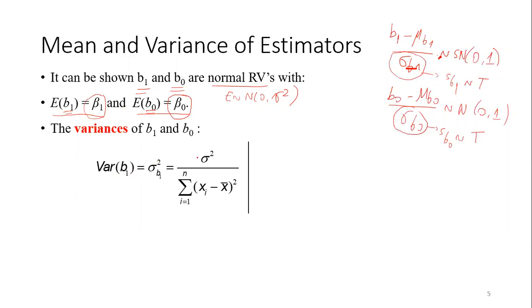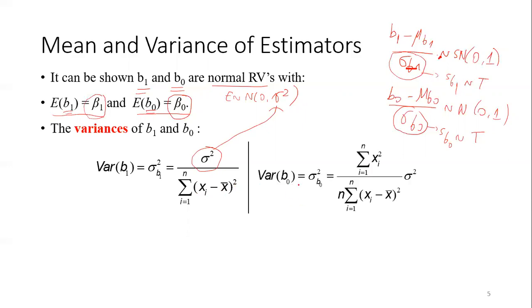It turns out that the variance of b1 is sigma square, which is the sigma square of epsilon, divided by the sum of (xi minus x bar) squared. And the variance of b0 is sigma square times the sum from 1 to n of xi squared, divided by n times the sum of (xi minus x bar) squared. But do we know sigma squares? No. So instead of sigma squared, we will again estimate this using s squared.